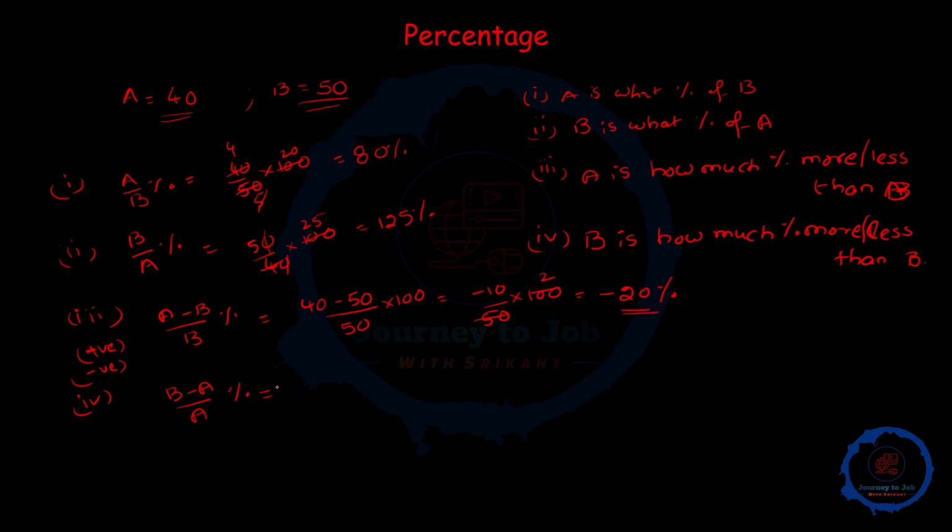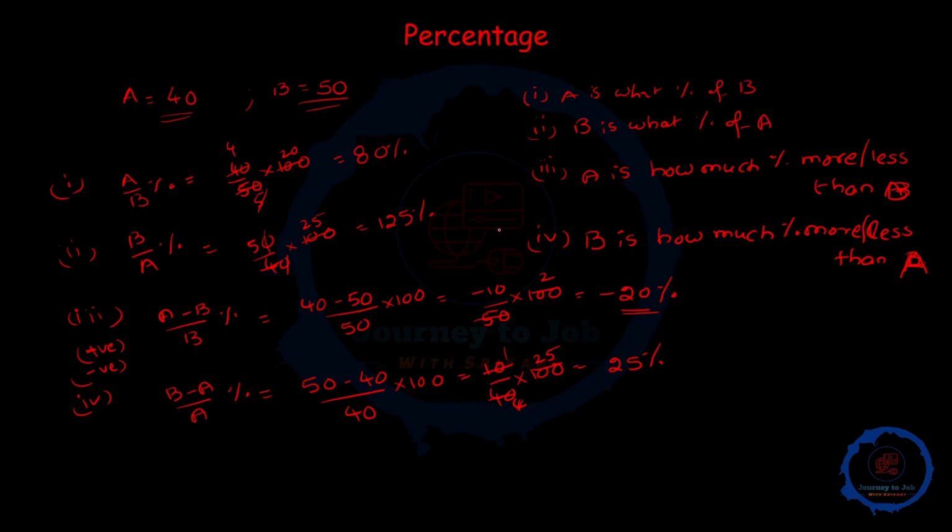And next, this is B minus A value 40 by 40 into 100. Means 50 minus 40 is 10 by 40 into 100. 10 ones are 10, 10 fours are 40, 4 into 25 equal to 100. So 25%. Means B is 25% more than, sorry, this is A. B is 25% more than A, and A is 20% less than B.